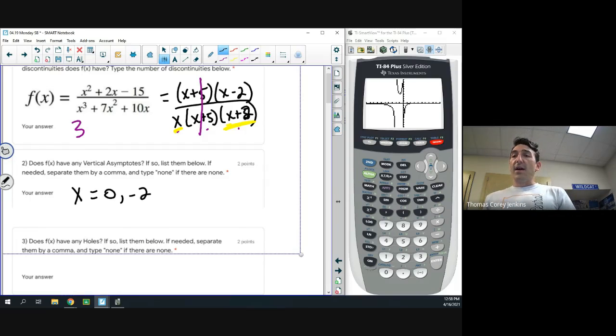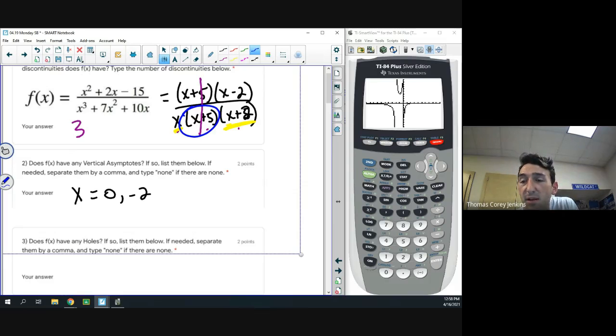Any holes, that would be the discontinuity. I think MathXL called it a removable discontinuity. Basically, we would say it's the one that cancels out. So this is the one I'm looking at for a hole.